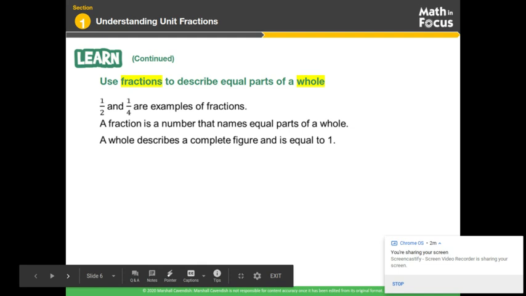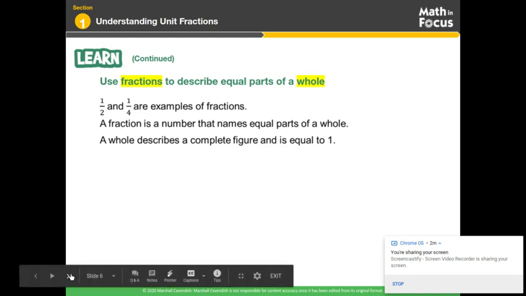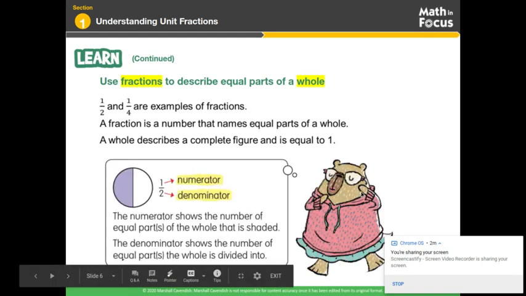You can use fractions to describe equal parts of a whole. 1/2 and 1/4, boys and girls, are examples of fractions. A fraction is a number that names equal parts of a whole. A whole describes a complete figure and is equal to 1. Here's some math vocabulary you need to know.